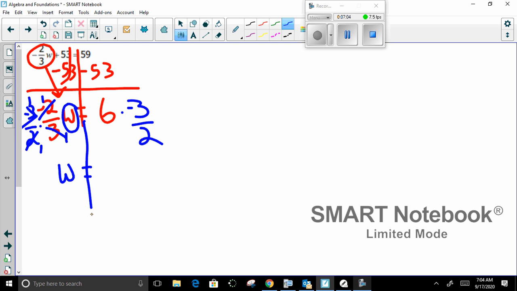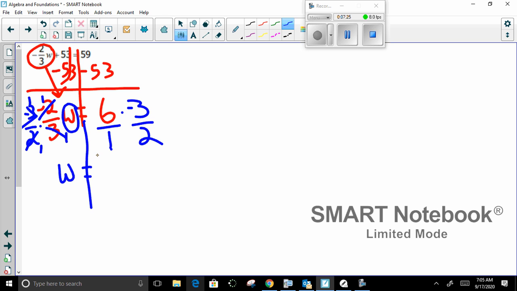Now some of you are probably thinking, well, where did the negatives go? Well, that's really negative 1 times negative 1, which makes positive 1, and 1 times w is just w. Now remember, over on this side, 6 times negative 3 over 2. Put the 6 over 1. You could use your calculator for that, but I'm going to refresh. Cross simplify if you can.